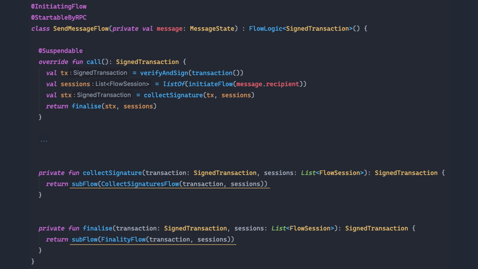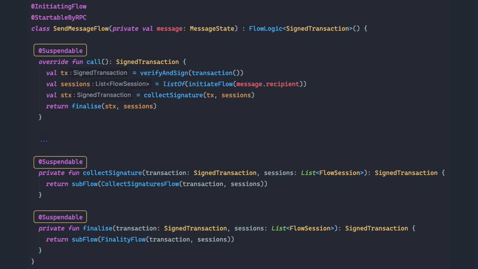So here's a very slightly more complex example. We have two functions here at the bottom that call flows, collect signatures and finality flow. Remember, both of these flows suspend. So to fix this code, we need to add the suspendable annotation to those two functions. We also have to remember to annotate call because it is calling these other two functions, which are now suspendable.